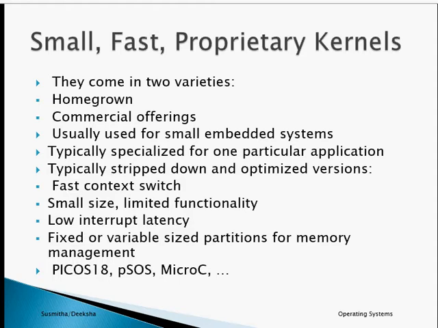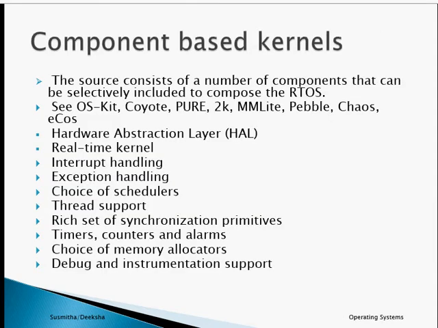Let's see the details of component-based kernels. The source consists of a number of components that can be selectively included to compose real-time operating systems, and they are hardware abstraction layer, real-time kernels, interrupt handling, exception handling, choice of schedulers, thread support, rich set of synchronization primitives, timers, counters, and alarms, choice of memory allocators, debug and instrumentation support.